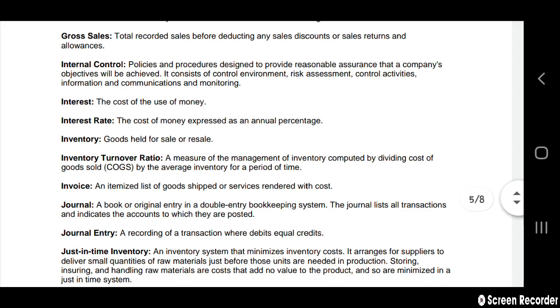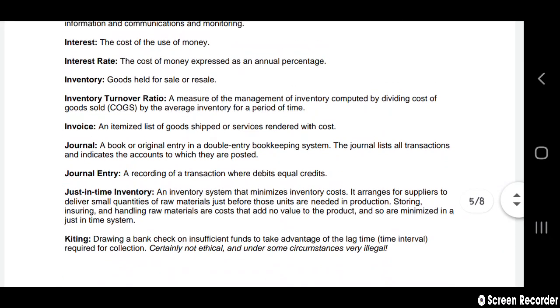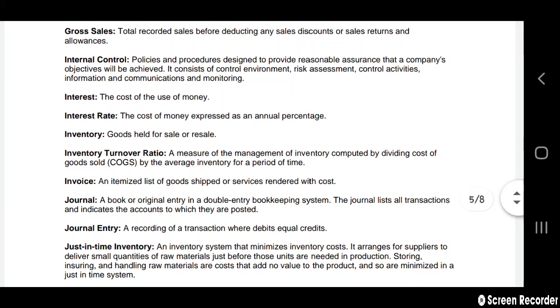Next is internal control, policies and procedures that are designed to provide reasonable assurance that a company's objectives will be achieved. It also consists of control environment, risk assessment, control activities, information and communication, and monitoring, and is called internal control.